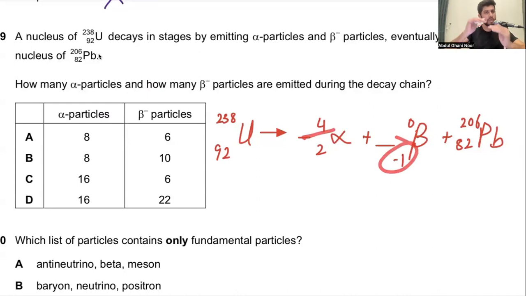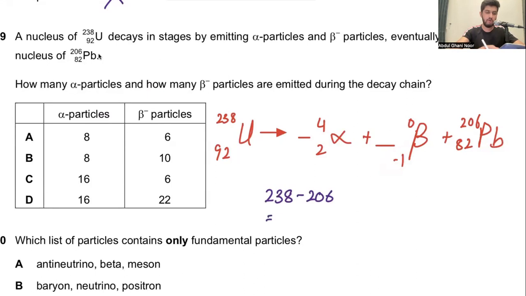तो हम पहले nucleon number compare करेंगे तो हमें पता चल जाएगा. हमारे पास 238 से न्यूक्लियन नंबर कितना हो गया, 206 हो गया, which means that there was a decrease of 32. 32 का decrease का मतलब है कि if one alpha particle is 4, how many alpha particles is this? It's 8 alpha particles. So alpha particles 8.